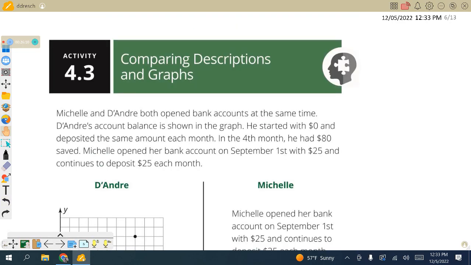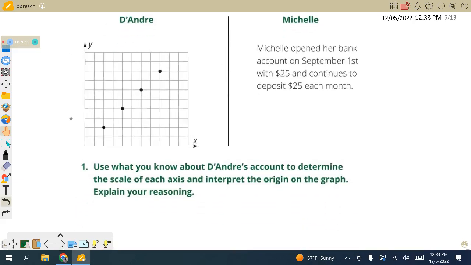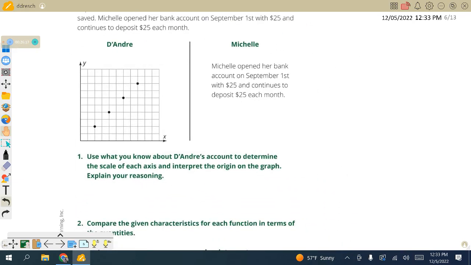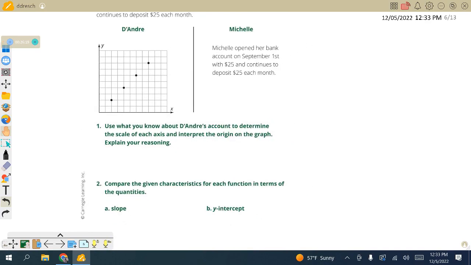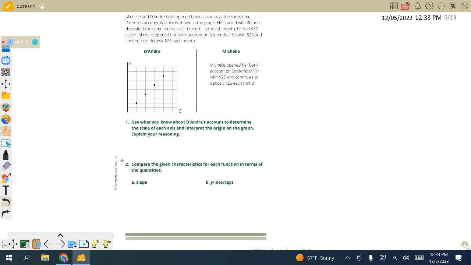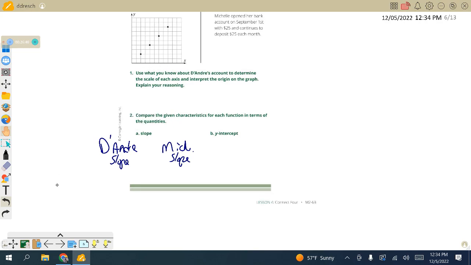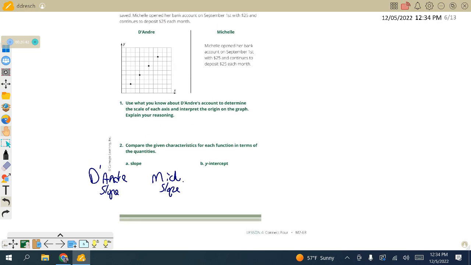Let's flip it. And what we asked last part, we're doing a graph and a word problem, right? So let's finish this off. Let's get the slope of DeAndre and the y-intercept. We've got Michelle and DeAndre here, and let's compare the two. DeAndre's slope, and then let's compare that to Michelle's slope. Okay? All right, slope, slope, slope.